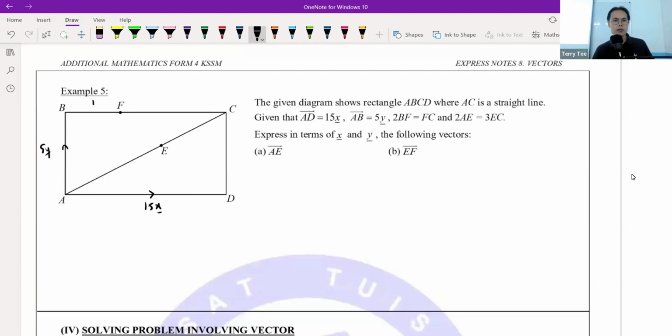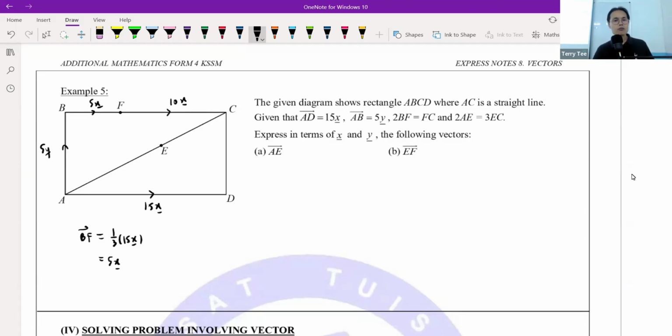Okay, BF equals to 2BF is FC. That means this is 1, this is 2. You can say FC is 2 times of BF, right? So first of all, before you go and calculate AE, can you tell me what is BF? 1/3 of 15x. Answer is 5x, right? So if BF is 5x, this should be 10x.